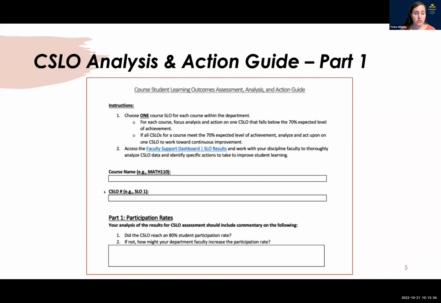And then the first criteria, we ask faculty to reflect on their participation rate. Did the course SLO reach an 80% participation rate, right? And if not, we really want the department to consider how faculty might increase that participation rate. What can they do on their end, right, to increase student participation or faculty participation in rubric scoring, right? Because as we all know, it's very hard to obtain a meaningful analysis if we don't have adequate results of assessment.